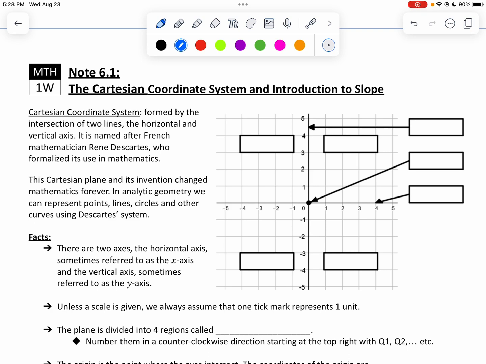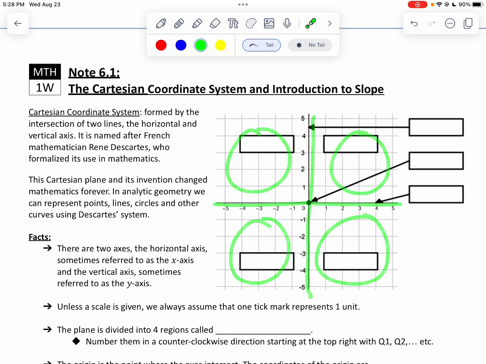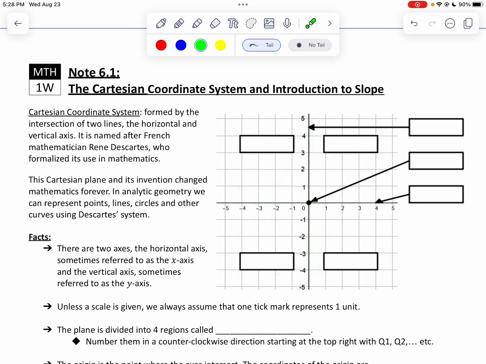It's formed by the intersection of two lines, which we call the horizontal axis and the vertical axis. And we have them intersect to create these four different quadrants in the same plane, and that creates our coordinate system. This coordinate system is named after the French mathematician René Descartes, who formalized its use in mathematics. This Cartesian plane and its invention changed mathematics forever. In analytic geometry, we can represent points, lines, circles, and other curves using Descartes' system. In fact, if you've used Battleship, you probably are fairly familiar with what a coordinate system is.